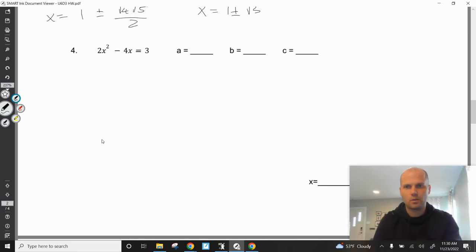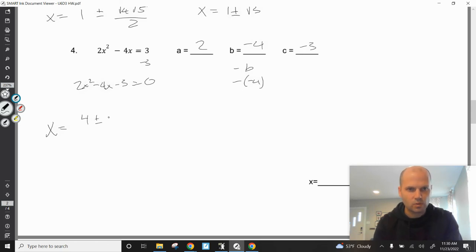Okay, same deal here. Move everything onto one side before we identify A, B, and C. Okay, A is 2, B is negative 4. Careful, B is negative, C is negative 3. I'm going to use the one on the right, the one that most teachers teach. X equals the opposite of B. Negative B is negative negative 4, which is positive 4. Plus or minus the square root of B squared, use parentheses, minus 4AC, all over 2A. Great. The bottom can be simplified to be 4.